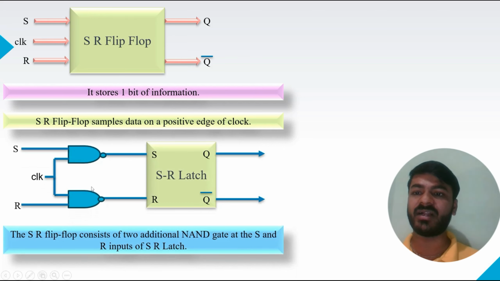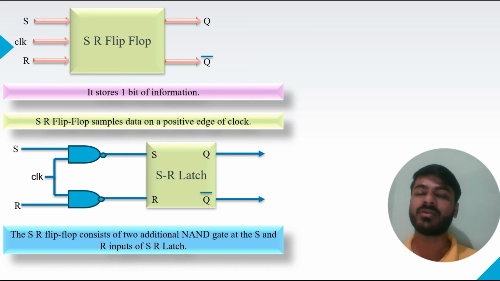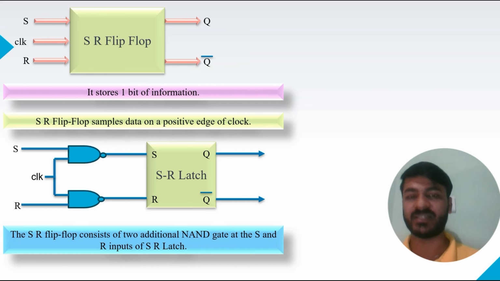Below you can see the logical diagram of SR flip-flop where we have used two additional NAND gates which are connected to the SR latch, and this is how it becomes the SR flip-flop. Okay. So as we have two inputs, that is S and R, we can have four combinations, that is 00, 01, 10 and 11. Let's discuss each combination to understand the whole functionality of SR flip-flop.